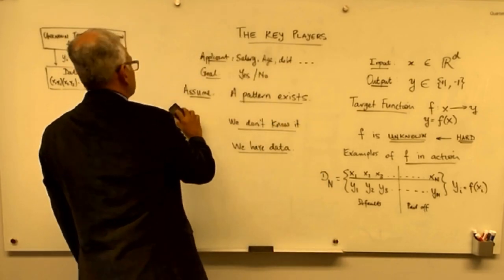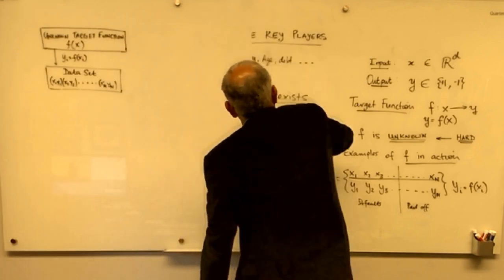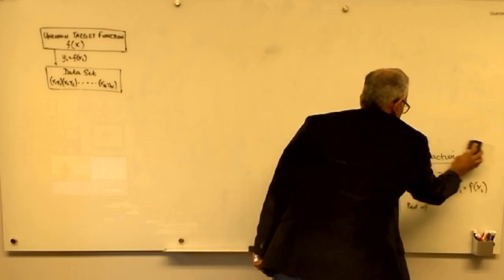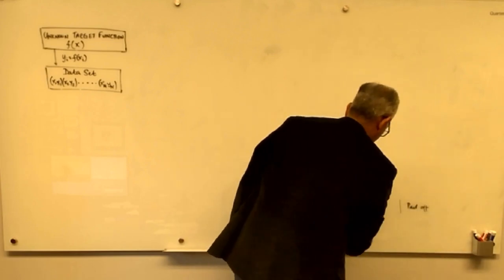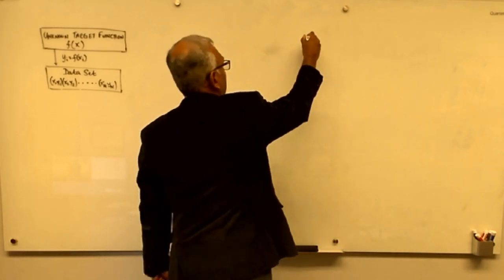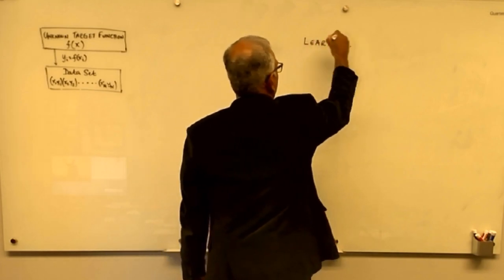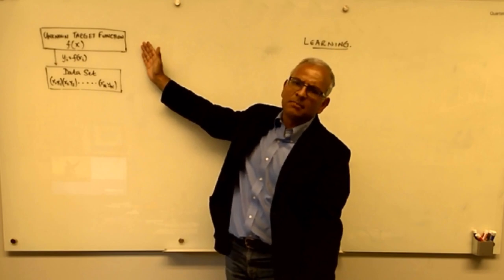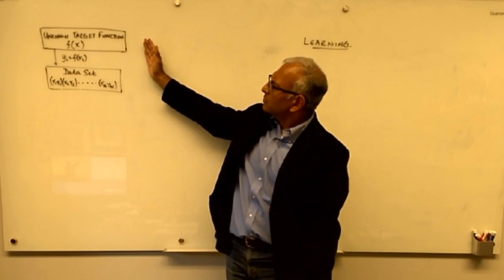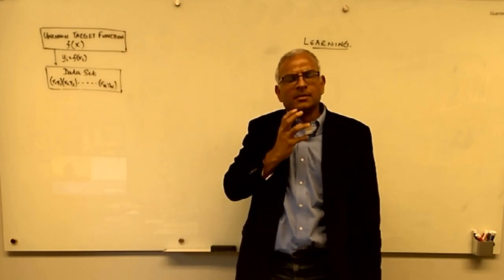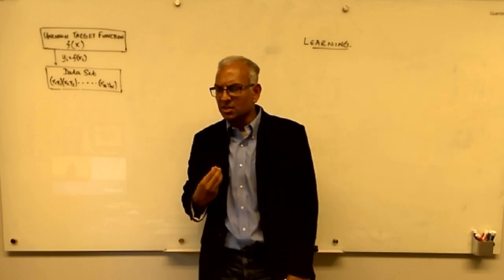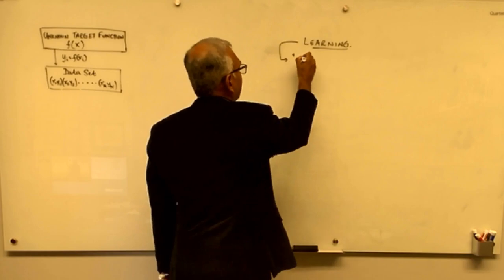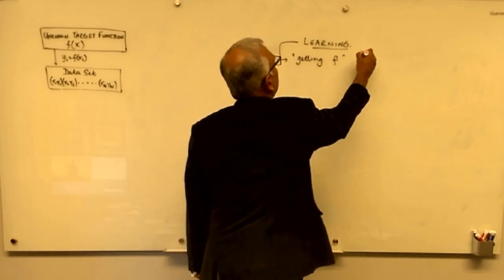Let me erase, since this is all now contained in that picture. Let's talk about the learning. What do I mean by let's talk about the learning? This is just the setup that says machine learning is a feasible approach to reverse engineering f. And the process that actually does that reverse engineering is what we're calling learning. Let's put it in quotes, getting f somehow.